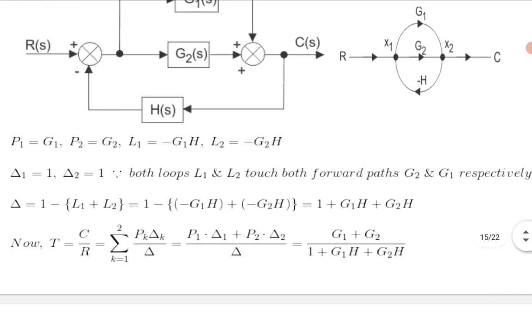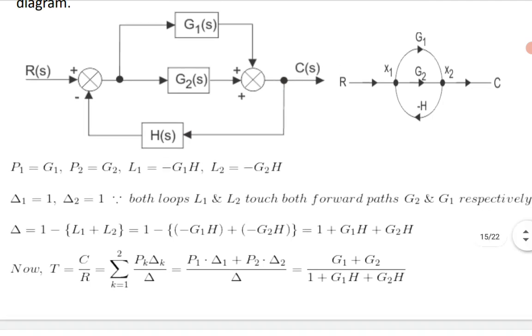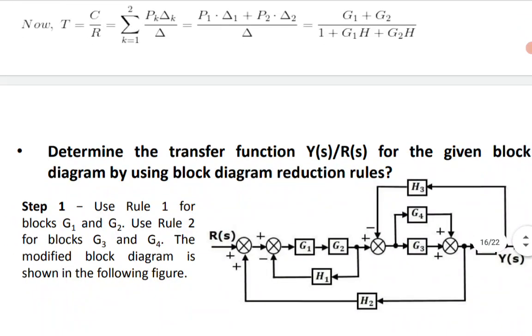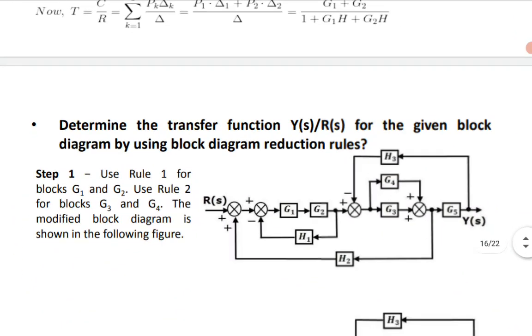Then you substitute all those with the help of Mason's gain rule, that is T is equal to C by R, that generates (G1 + G2) divided by (1 + G1H + G2H). Okay. Now determine the transfer function, that is another thing, that is the block diagram reduction. Because SFG and block diagram, all those things are very fundamental for control system. If this concept is very clear to you, then the entire control system will obviously be clear.